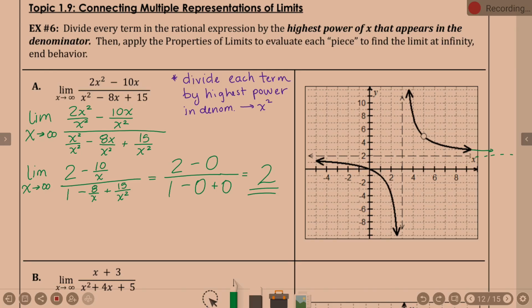But also, what's our shortcut? The powers match, so it ends up being the coefficients of the highest powers. This is the y. Okay, because these other pieces are going to tend towards 0.